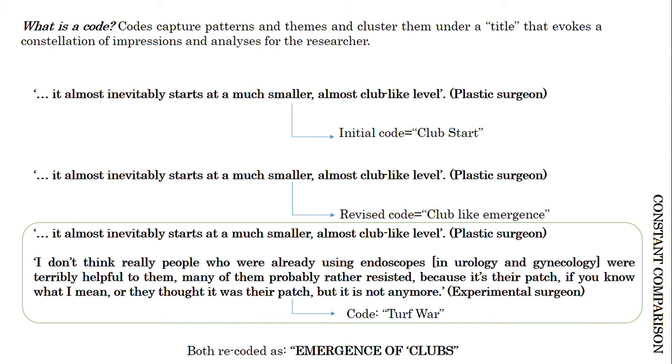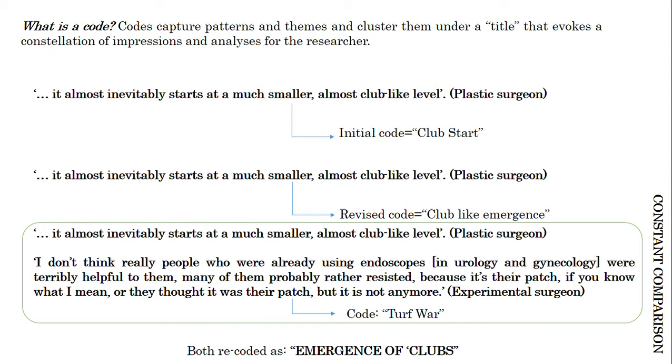Here I have taken one of the quotes which was repeatedly used in a discussion between a plastic surgeon and an experimental surgeon. This plastic surgeon says, it almost inevitably starts at a much smaller, almost club-like level. So this is the initial code. We call it open coding as well. This is the initial code or quote, whatever makes you more comfortable, but you have to mention code when you are writing it in the paper. But we observe that similar quotes were given by other surgeons as well.